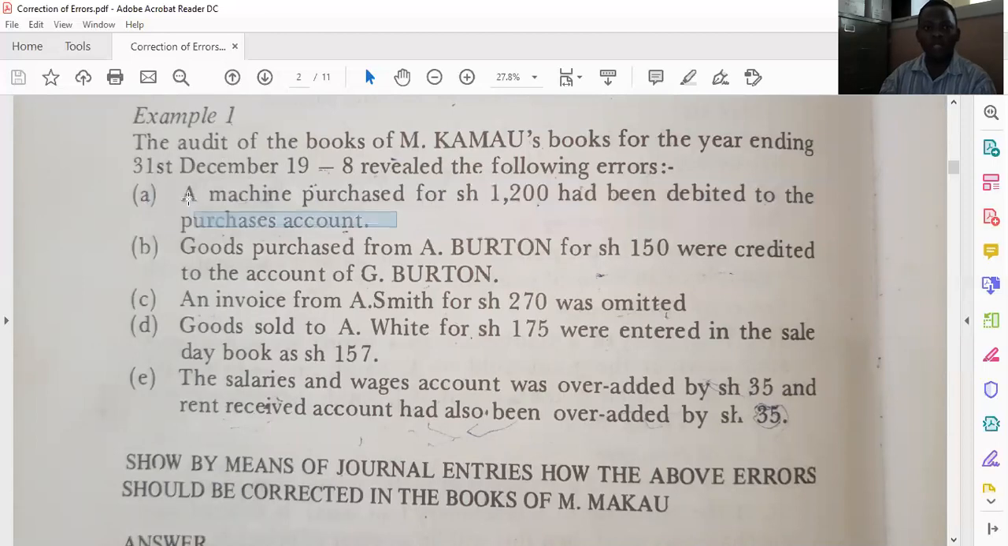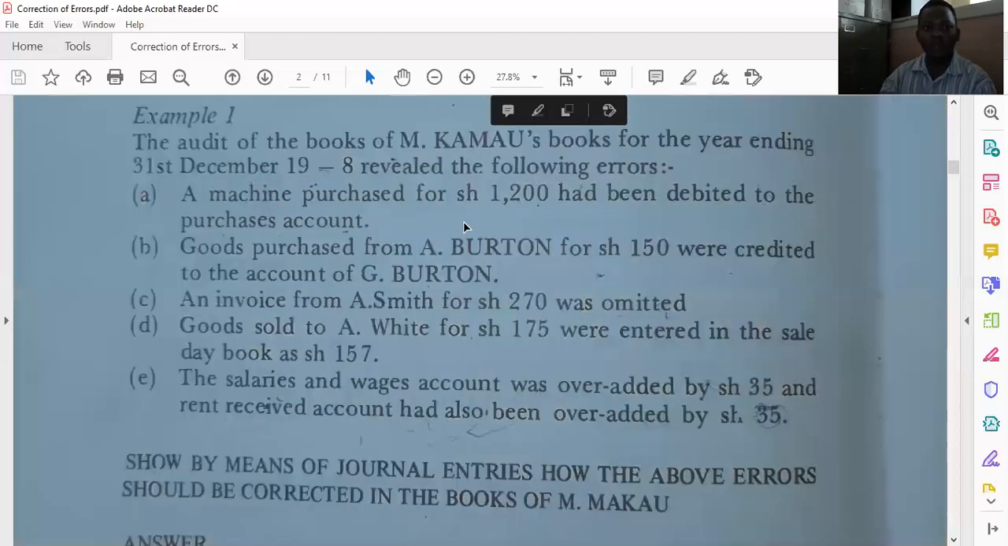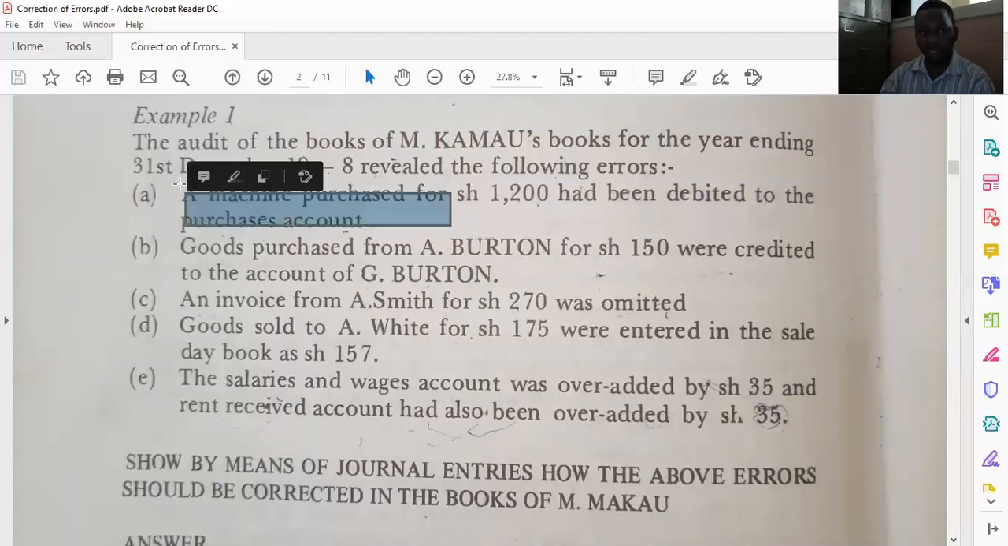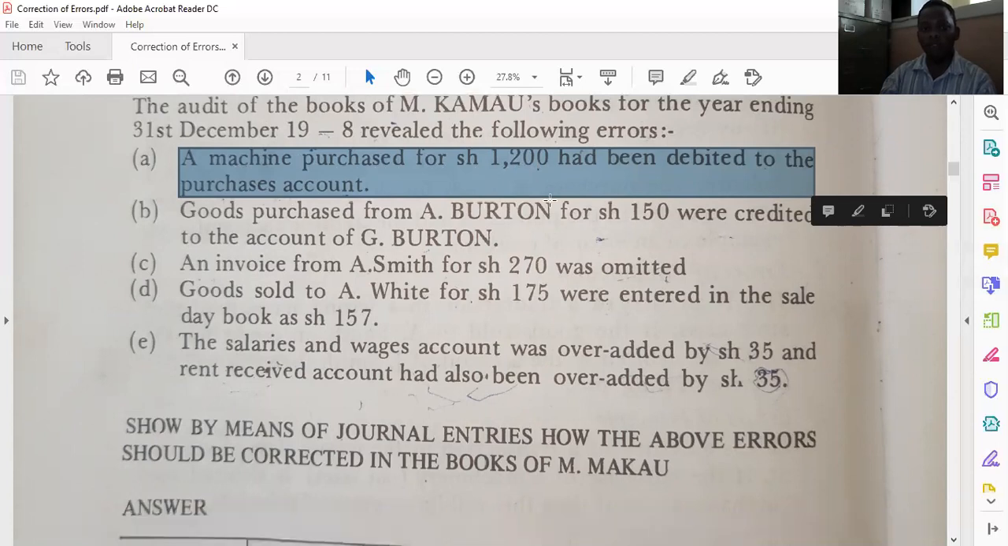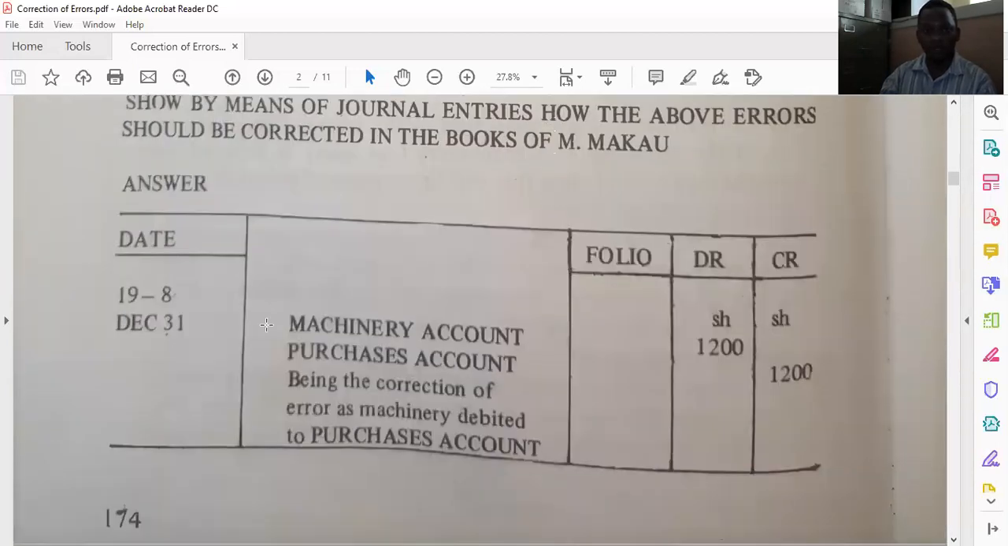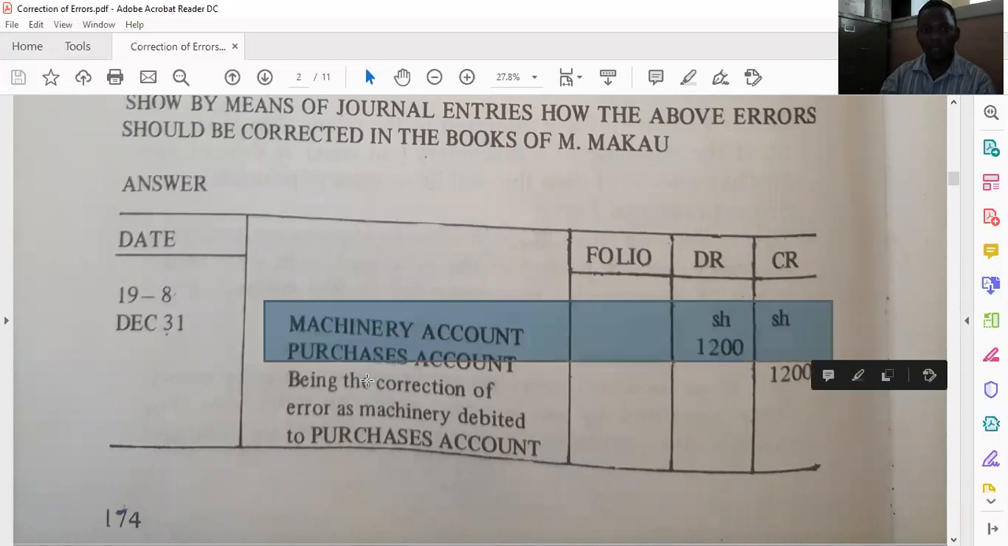So to correct for this error, we reverse the incorrect entry that had been made in the purchases account. That is by crediting purchases account and debiting what should have been debited. That is, we debit the machine's account by 1,200 shillings, as you can see. So you debit the machine account and credit the purchases account.